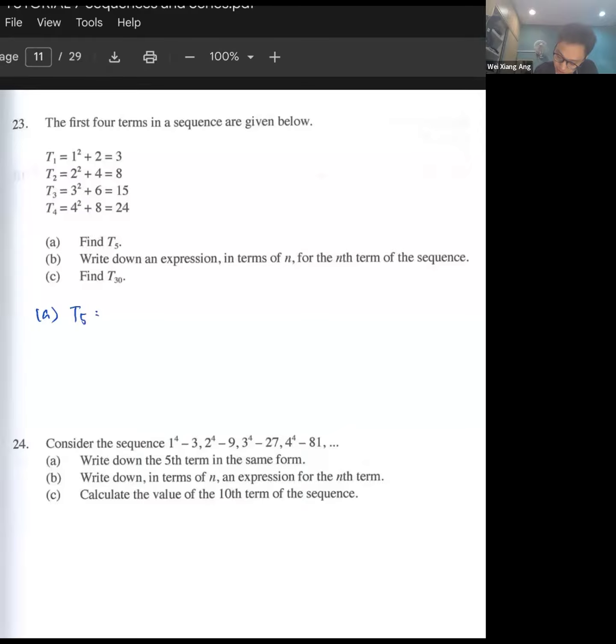So T5 is, see, 1, 2, 3, 4. So T5 is 5 squared. 2, 4, 6, 8. Then this one is 10. Then evaluate. 5 squared plus 10 is 35.